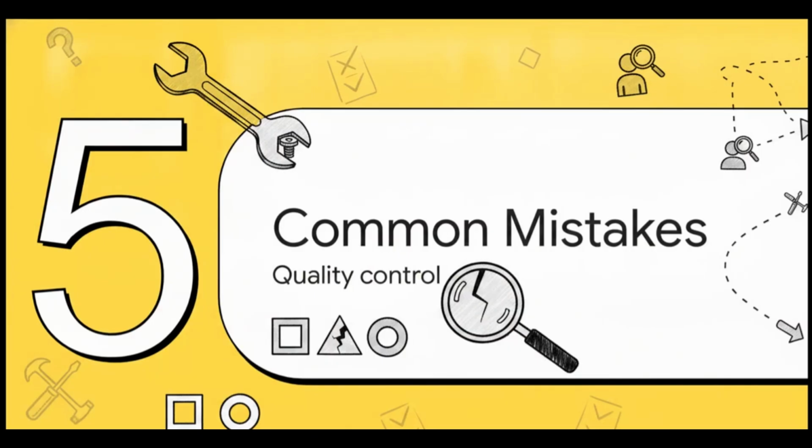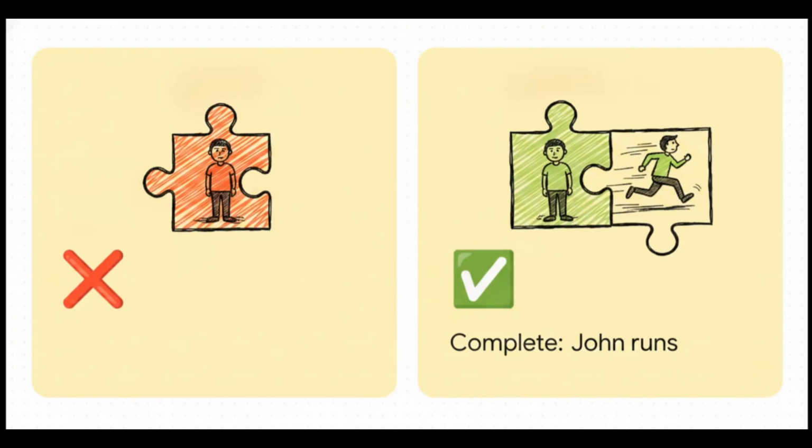Section 5, avoiding common mistakes. Quality control for your sentences. Let's do some quick troubleshooting and see what happens when our building blocks are missing a crucial piece. Take the word John all by itself. Is that a sentence? Absolutely not. It's totally incomplete because there's zero action. We have a subject, sure, but nothing is happening. But the literal second we snap a verb onto the end and say, John runs, that thought becomes instantly complete.